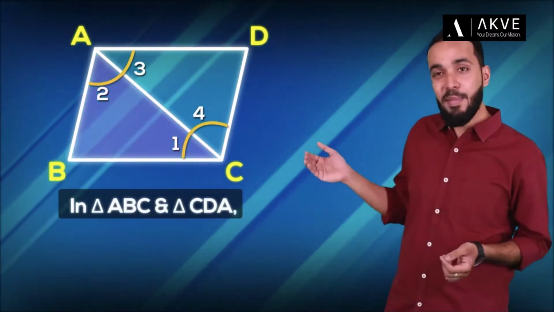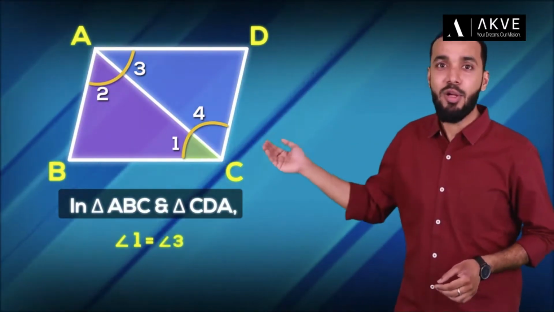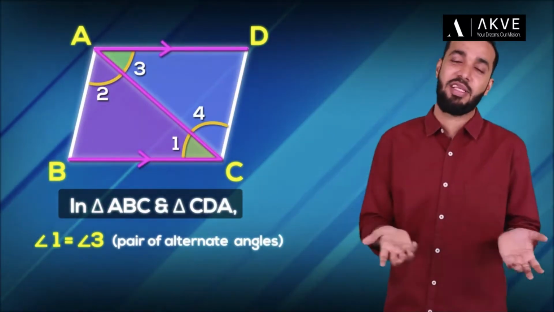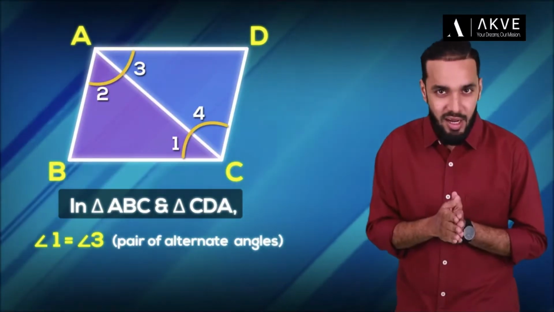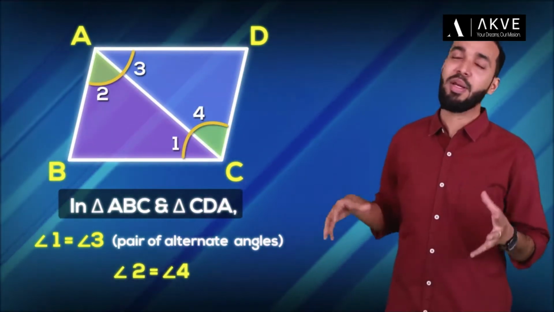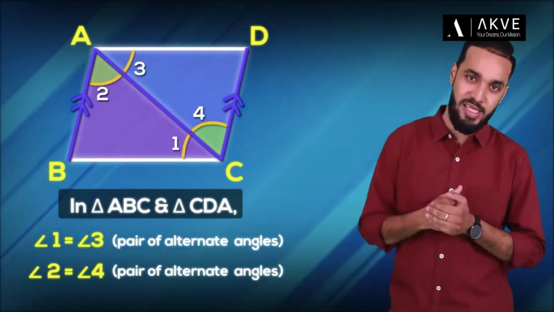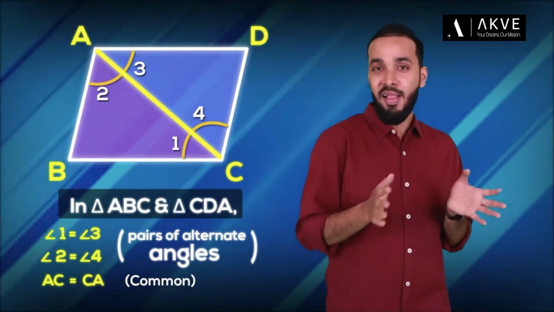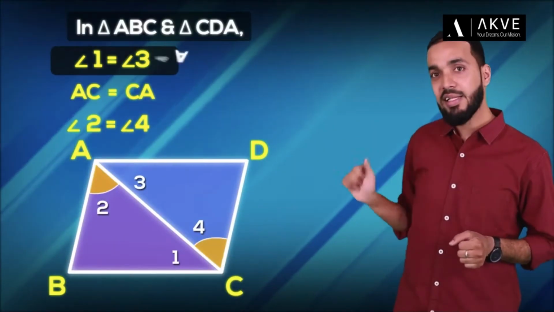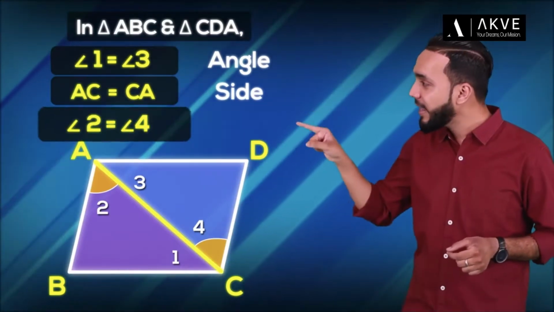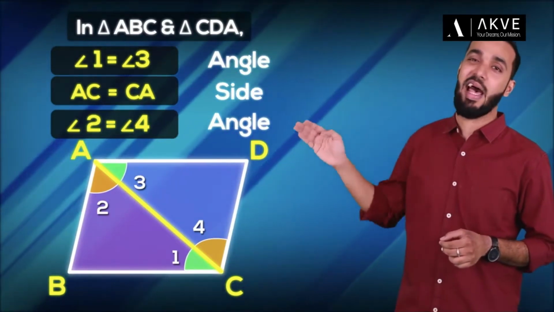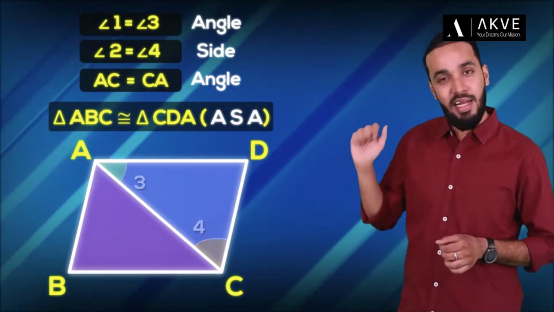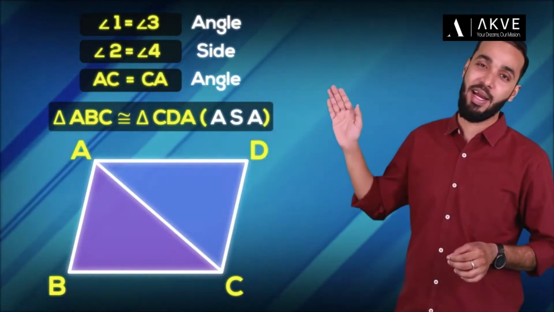So, in triangles ABC and CDA, angle 1 is equal to angle 3 because if you notice, they form a pair of alternate angles which as you already know are equal. Similarly, angle 2 is equal to angle 4 because they also form a pair of alternate angles. And AC is equal to CA because it's common in both the triangles. Thus, we can see that these angles are equal, these sides are equal, and these angles are equal. Angle, side, angle. So, triangle ABC is congruent to triangle CDA by the angle, side, angle rule.